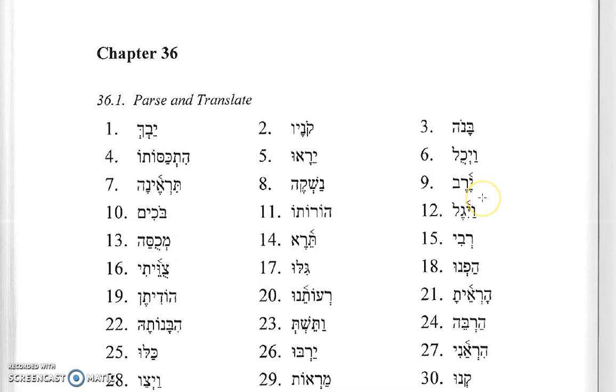When you get number 9, yerev, the vowel pattern is that of a hiphil from rabbah, and it means let him multiply. And that's all we have time for.